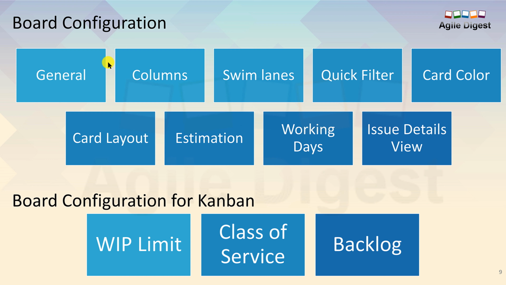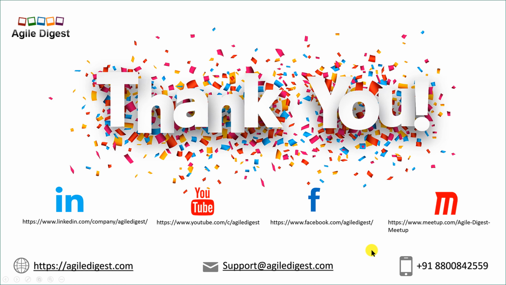Now in the board configuration, we have talked about general settings, columns, swim lanes, quick filters, card layouts, estimations, working days, and issue detail view. When we configured our Kanban board, we worked on work in progress limit, class of services, and backlog. So that's all we had targeted for today.